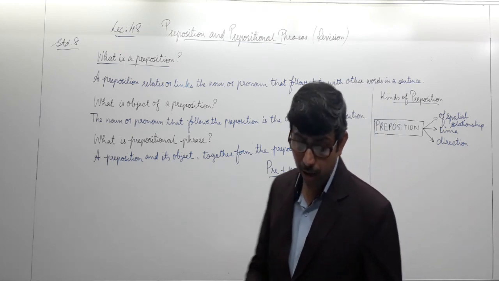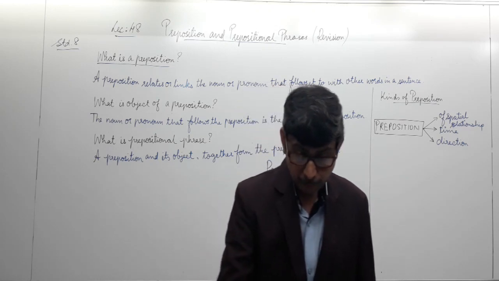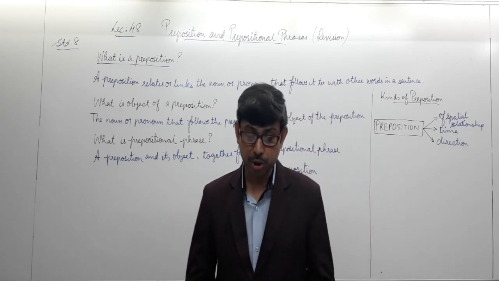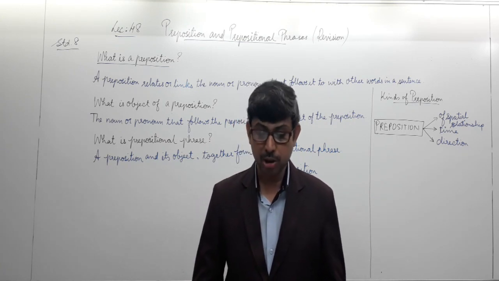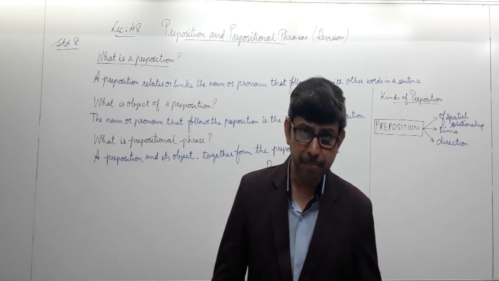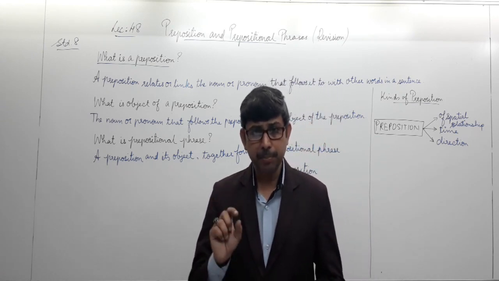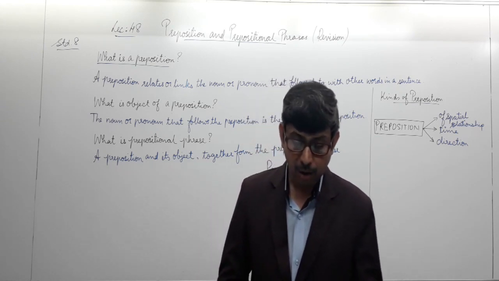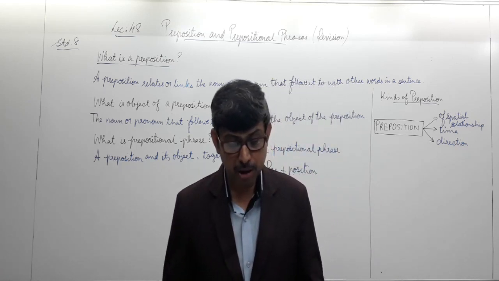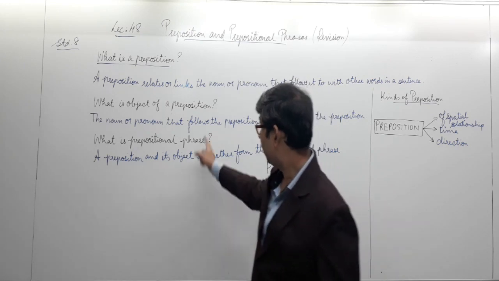This can be said in other words like this. The noun or pronoun before which a preposition is placed is called the object of the preposition. So, both mean the same. We are trying to say something that is connecting, or the noun or pronoun before which a preposition is placed is called the object of the preposition.